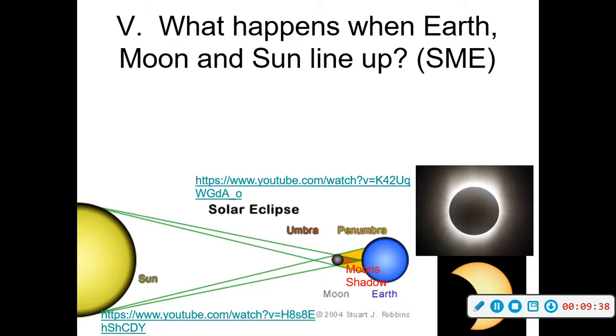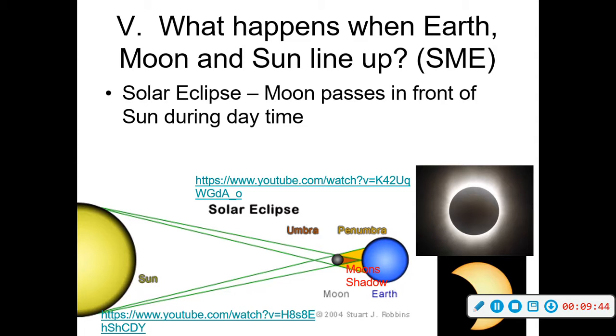All right, now, this is the one you guys might have seen some summers back. This is called the solar eclipse. And it's when the moon passes in front of the sun during daytime. And if you're fully in the shadow, what you'll see is this right here, which is a darkened sun. All right, so the moon actually came right in front of the sun during the new moon phase, and all you see is the outer part of the sun, called the corona.